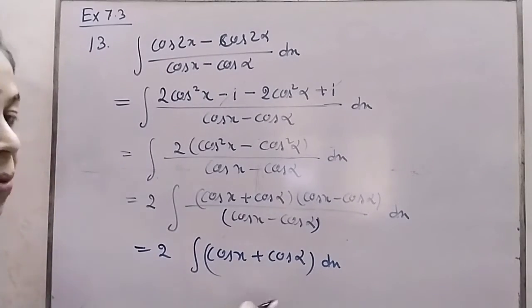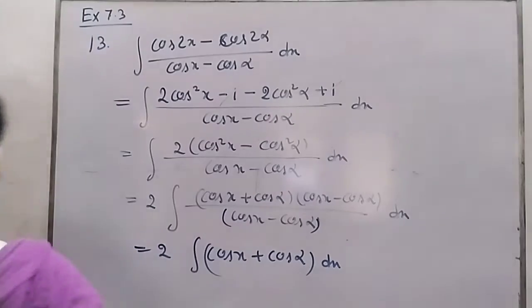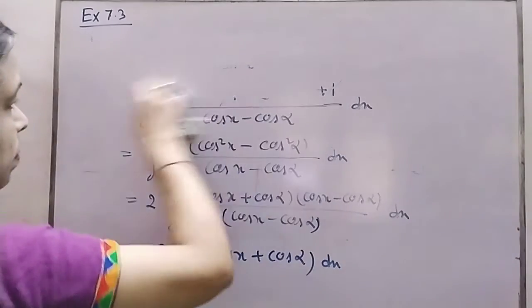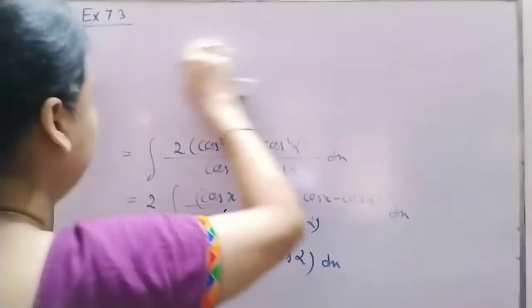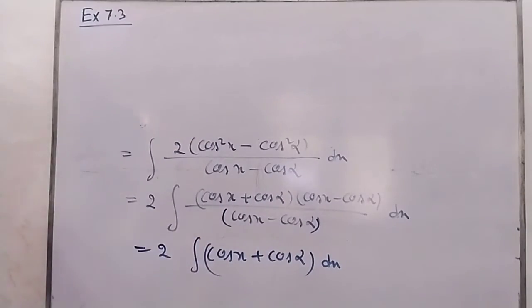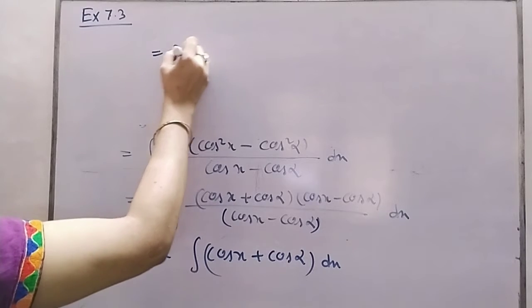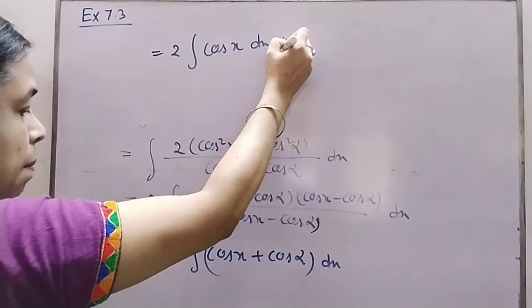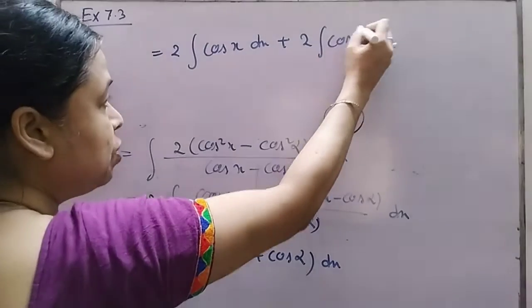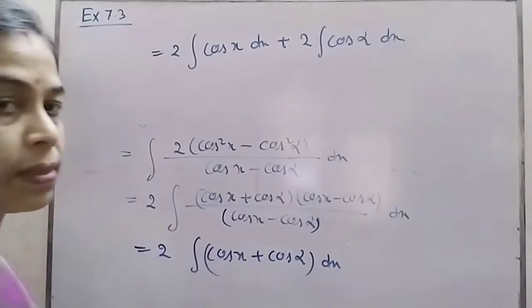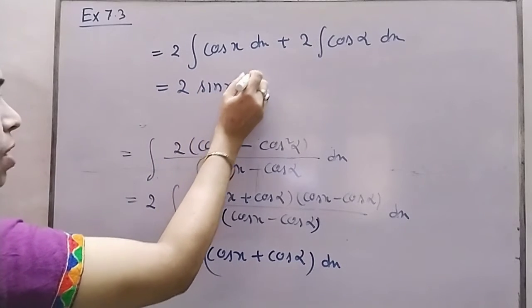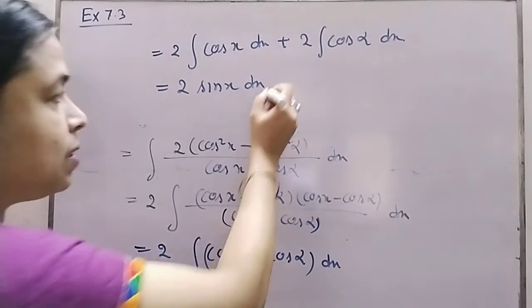Now it can be separated into two. I can separate it into two parts, sum of two integrations. So here I am going to separate as a sum of two integrations, which is 2 integration of cos x dx plus 2 integration of cos alpha dx. So what is the integration of cos x? It is sin x, plus 2.